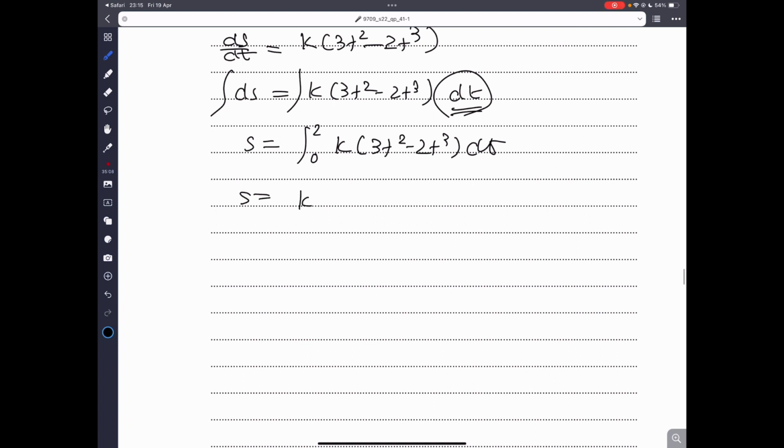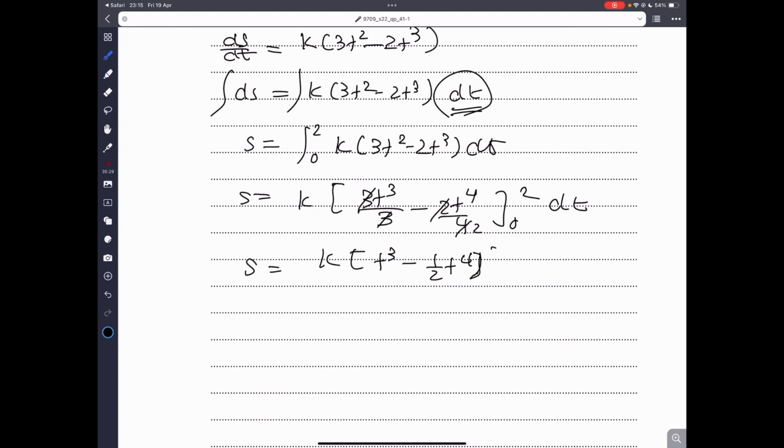So you can take out the k here. So 3t³ over 3, cancel this out, minus 2t⁴ over 4, you can cancel this out. So s is equal to k(t³ − (1/2)t⁴). Now substitute the values like you would normally do: k(2³ − 2⁴/2), and then minus 0, because 0 times 0 cubed is 0, and 0 times 1/2 to the power 4 is also 0.